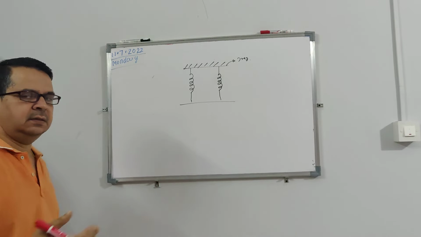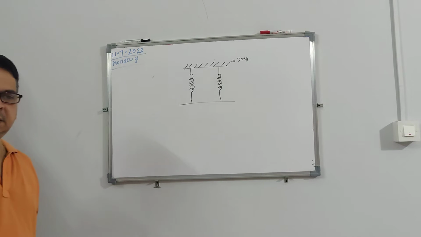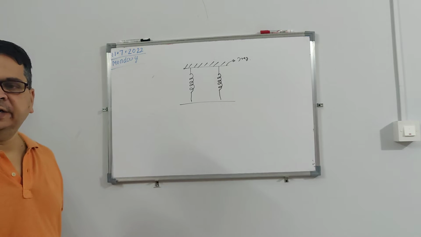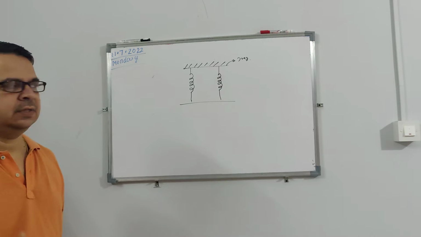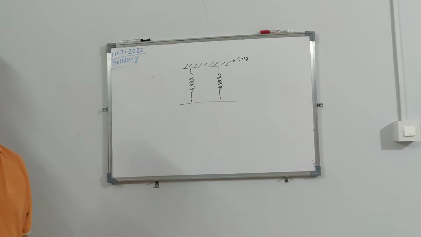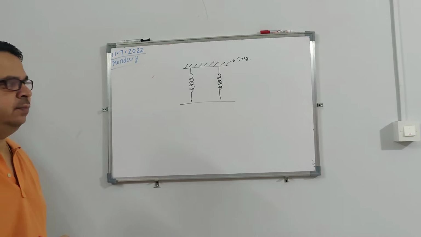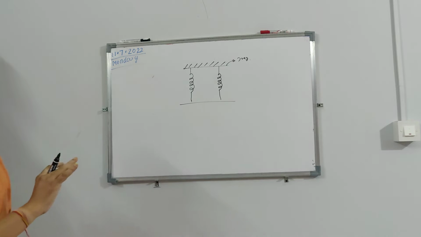So you can consider it as the suspension system of your car. The car is being supported at four points near your wheels. You will have some shock absorber, and that shock absorber is nothing but a spring. So you need to understand how that system behaves, because they are asking a numerical. They have put two springs. You can put four springs also.